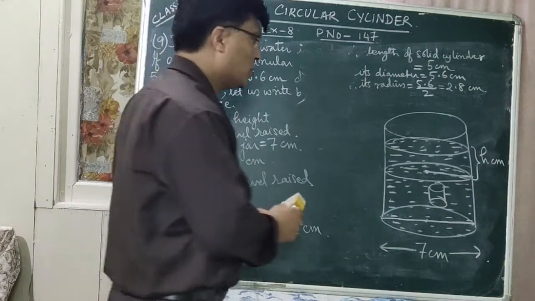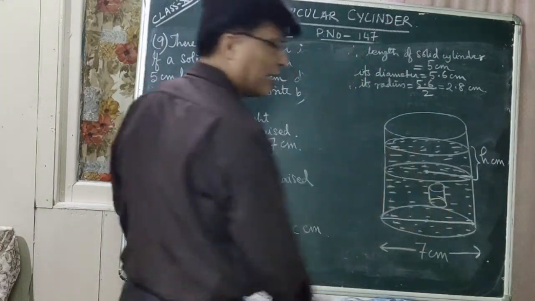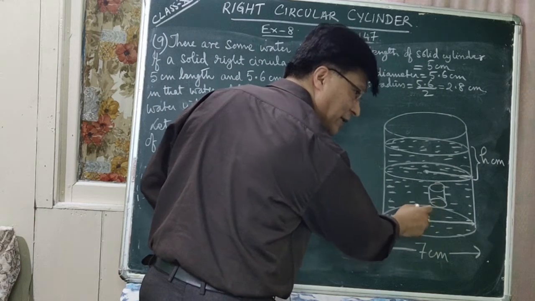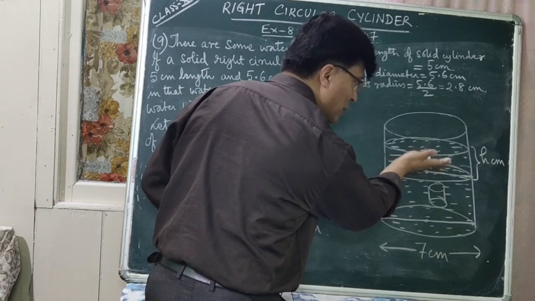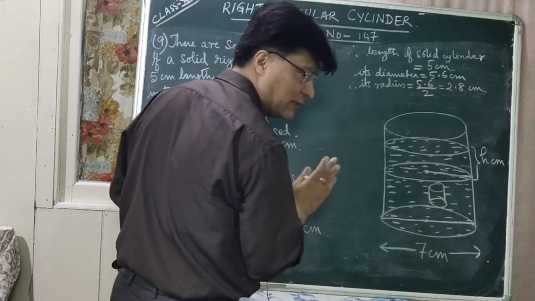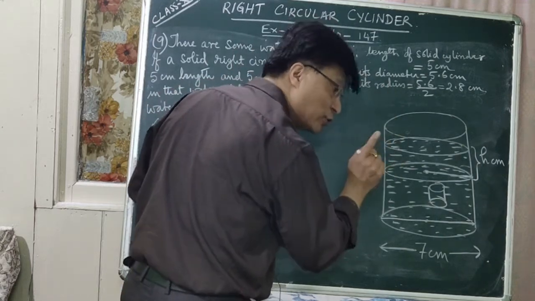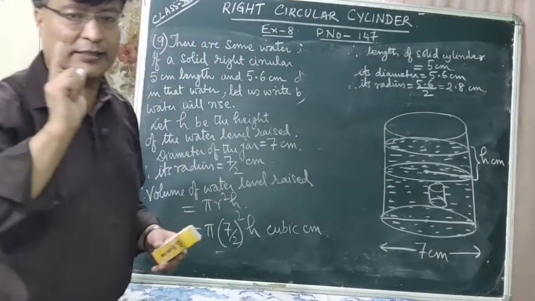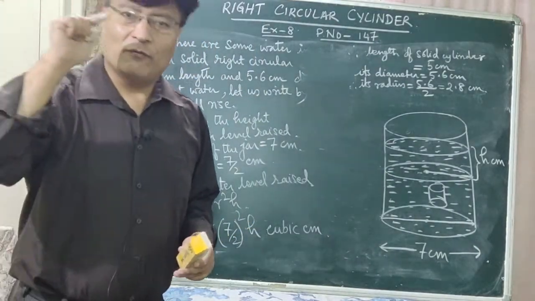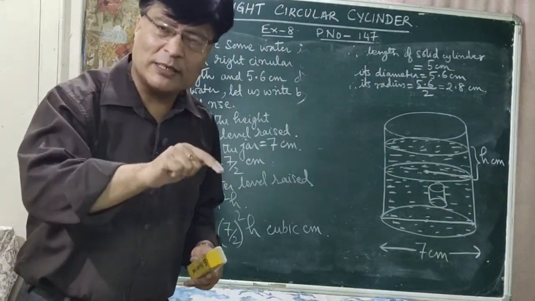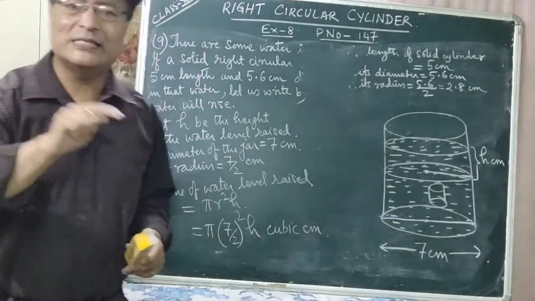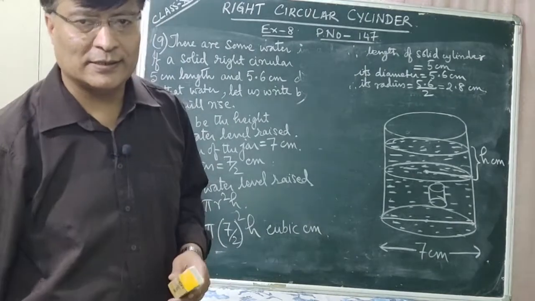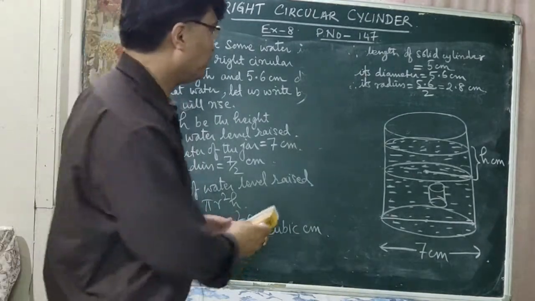Okay, so when you put this cylinder inside the water, the level of water will be raised, isn't it? And you should know that this volume of the cylinder is equal to volume of the water level raised. Remember this much. Volume of that cylinder which is completely immersed in that water is equal to volume of the water level displaced. Is that clear now?